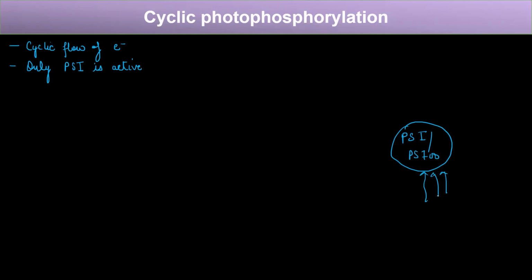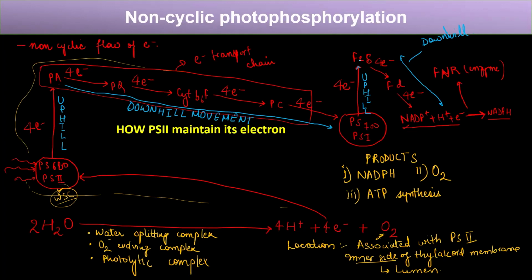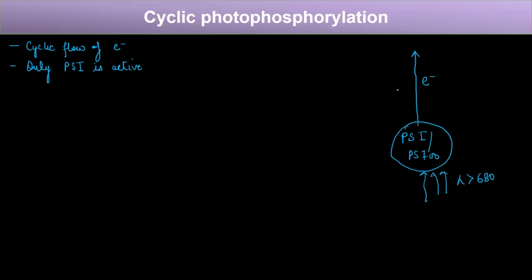What wavelength of light will it receive? Around 700, so the wavelength will be greater than 680. Because if the wavelength is less than 680, then PS2 will also be active. So it gets activated and transfers electrons. What is the primary acceptor of PS1? From here, we know that the primary acceptor of electrons of PS1 is FES, so FES will receive the electron.